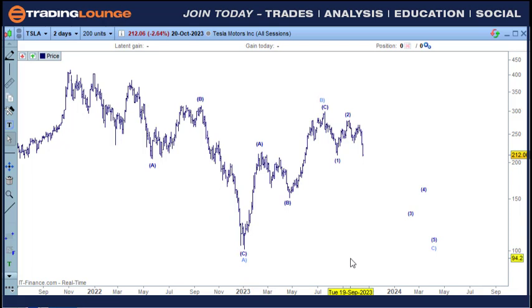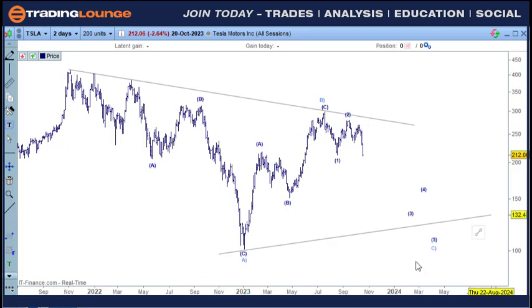We could also see this as a massive triangle as well. It's not out of reach in some sort of way. So we could see an A, B, C, D, and E here, and then move to the upside. But in the meantime, it's still got further to move to the downside.